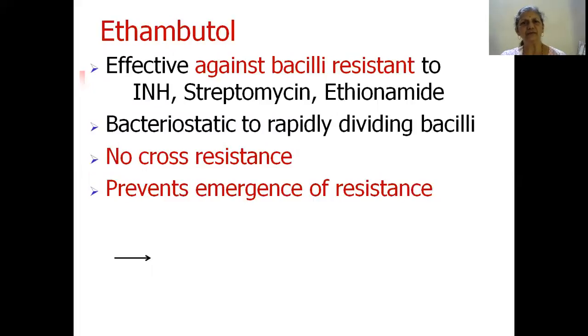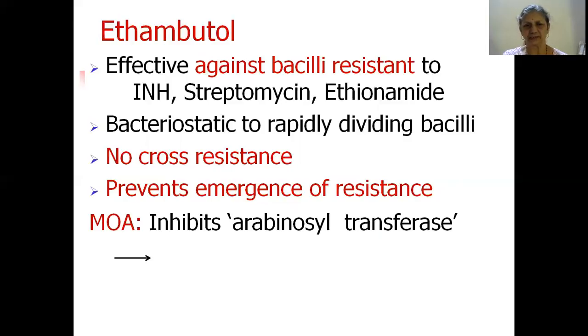Ethambutol, which is effective against bacilli resistant to INH, streptomycin, and ethionamide. Though itself it is bacteriostatic, it exerts its bacteriostatic action against bacilli which are not being killed by INH, streptomycin, or ethionamide. And it is mainly acting against rapidly dividing bacteria. It does enter the cells, but is also effective in extracellular bacteria. There is no cross resistance with other drugs, and its important role in the combination treatment is to prevent emergence of resistance and tackle the bacilli resistant to the other first line drugs.